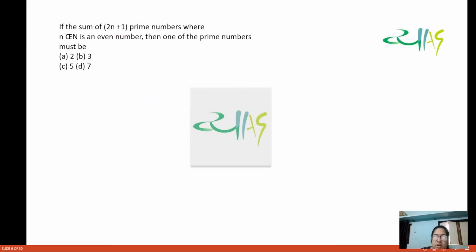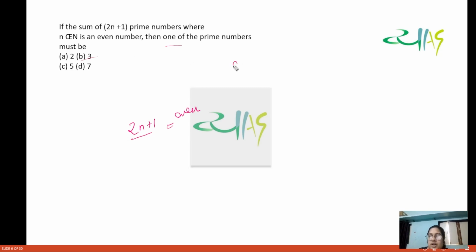Now this is saying कि 2n plus 1 प्राइम नंबर को जब ऐड करते हैं, तो बेसिकली हो क्या रहा है कि then one of the primes, तो आपको एक इवन नंबर मिल रहा है, ठीक है ना.